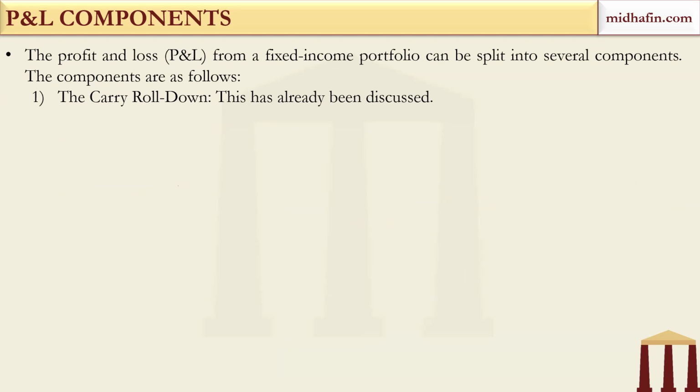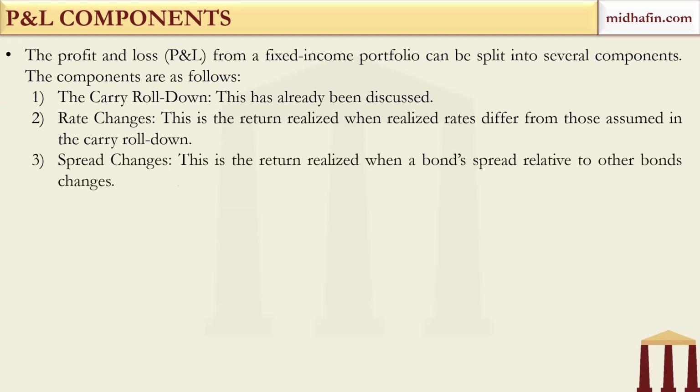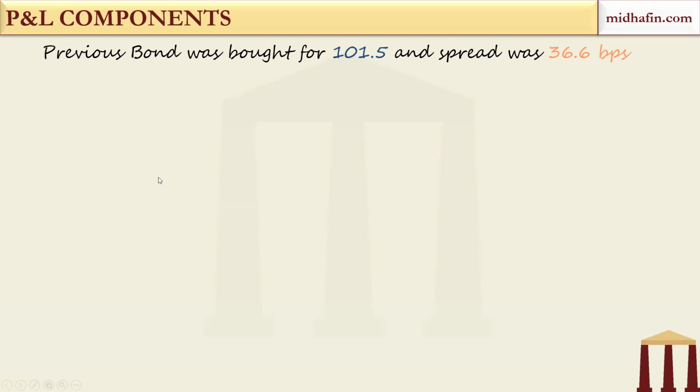Now let's talk about the PL component. As I said, we would want to know what the factors are that are contributing towards my profit, and I want to split the profit into the contribution of those factors. First is the carry roll down, which we have already discussed, where I consider neither the interest rate nor the spread. Then is the profit that I earned due to rate change and the profit that I earned due to spread change. So carry roll down is done. Now we'll talk about rate change and then finally the spread change contribution.